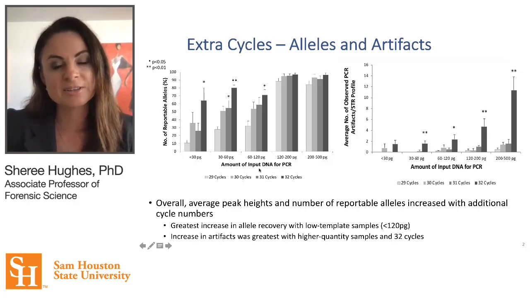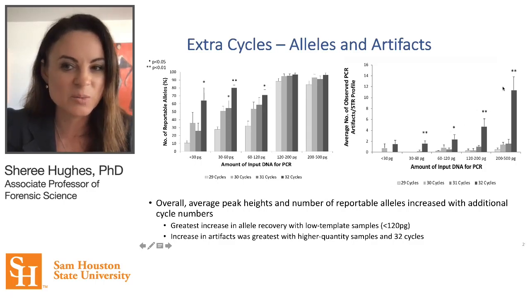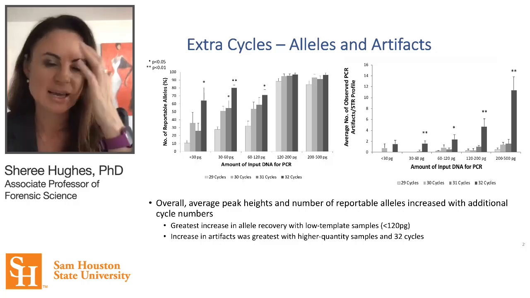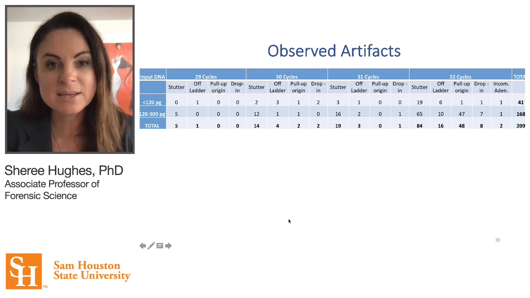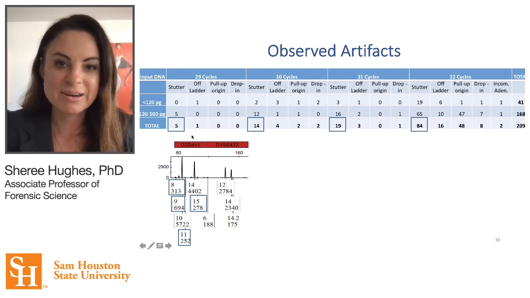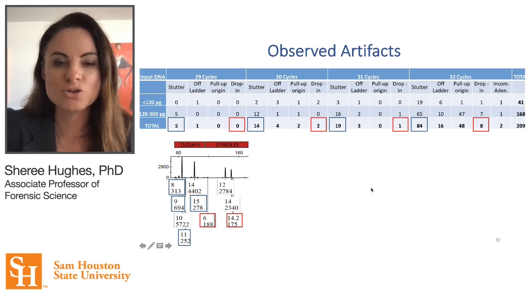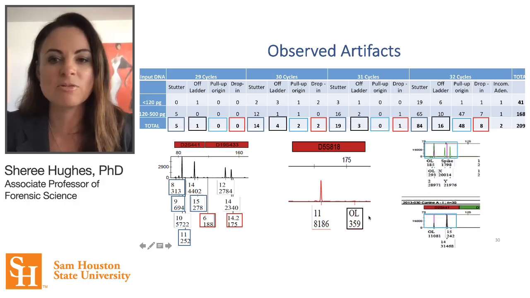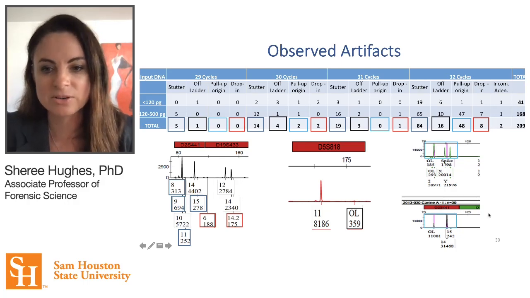And on the flip side, though, as expected, we also saw an increase in the number of artifacts as we increased our cycle number and the amount of DNA amplified increased. So we were able to confirm that trend and have a look at the variation from 29 to 32 cycles. We saw an increase in stutter, exaggerated stutter. And we also saw an increase in drop-in as we increased the cycle number, pull-up, of course, and we did see off-ladder events as well, increasing the more we increased our cycles.